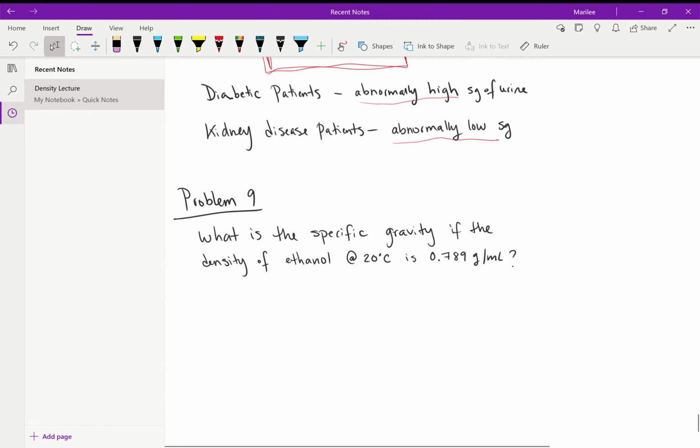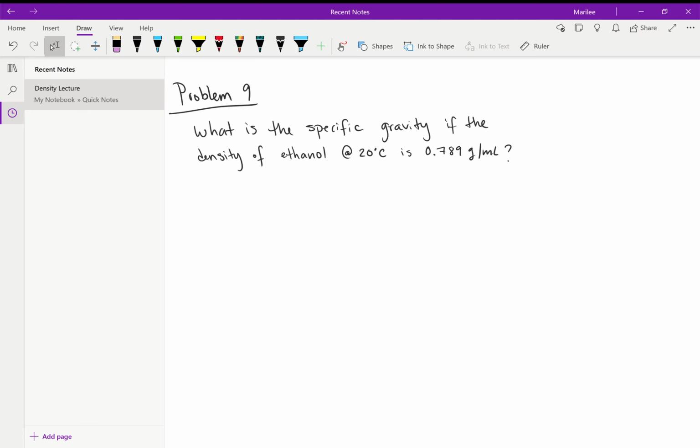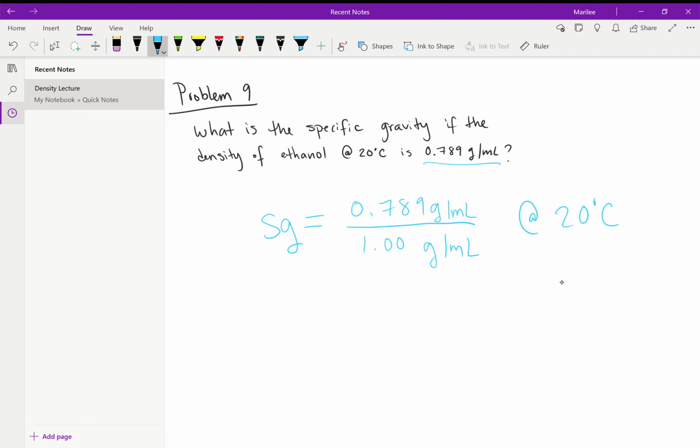Let me go over our last problem here for today. Problem 9. What is the specific gravity if the density of ethanol at 20 degrees Celsius is 0.789 grams per milliliter? So, specific gravity is equal to 0.789 grams per milliliter divided by the water. If you guys remember, it was 1.00 grams per milliliter. This is at 20 degrees Celsius. At different temperatures, these values will be different. So our specific gravity for ethanol will be 0.789. And that's the answer.